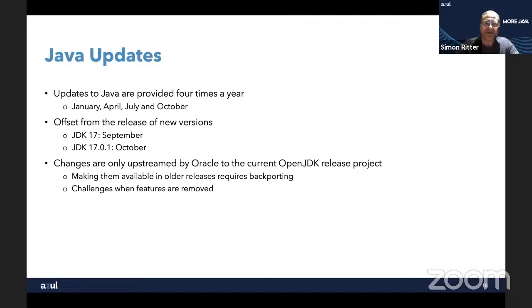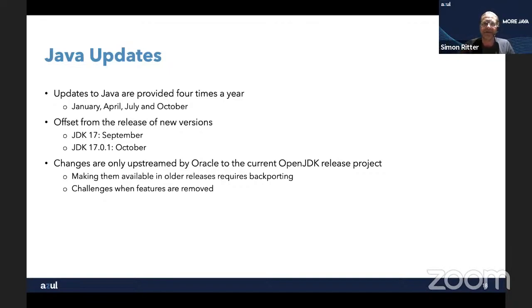The way that updates to Java are organized is that there are 4 scheduled regular updates each year. Those come out in January, April, July, and October. I'm sure everybody who's using Java is familiar with that, but there are 4 every year. These are slightly offset from the release of the new versions. New versions come in March and September, and the updates are in those 4 months.